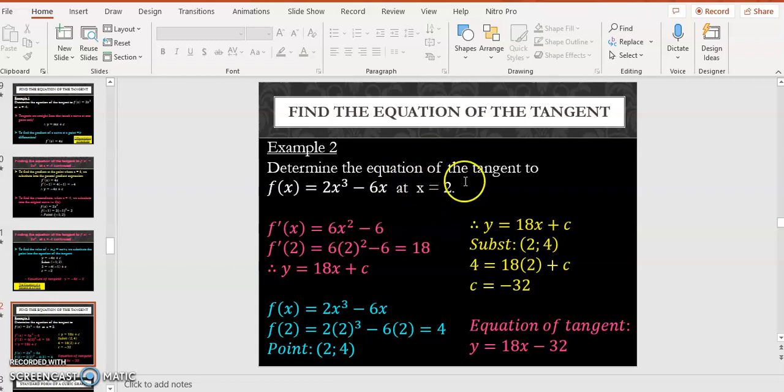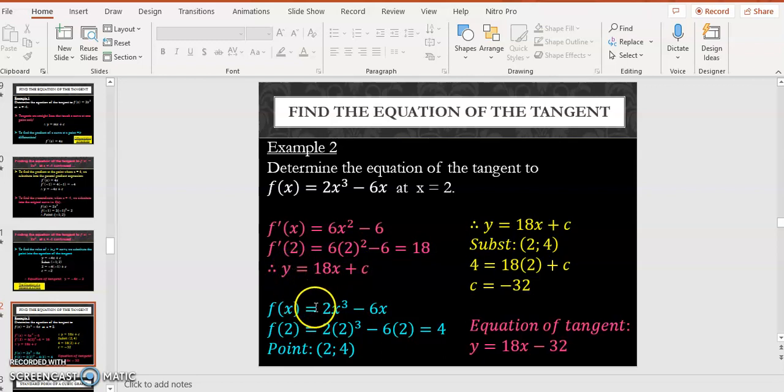Then we substitute. You know, this gradient has a variable x. But the x is given here so that we get a value. So if you substitute 2 into it, you have 6 times 2 squared minus 6. This is going to give us 18. So y is equal to mx plus c. Our m is 18. 18x plus c. We need to find c. Now before we can find c, we need the value of y.